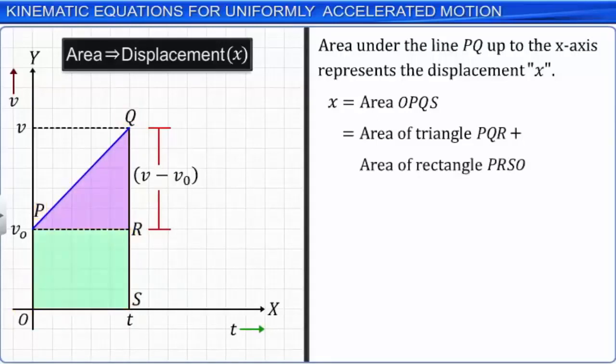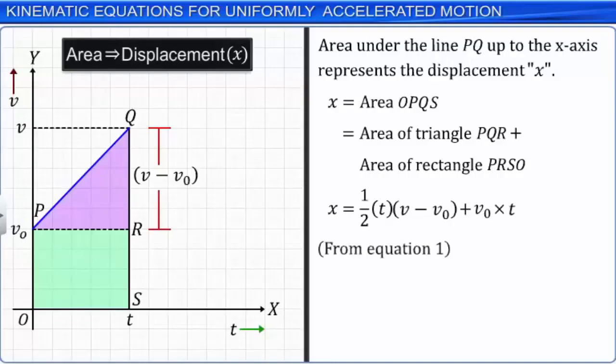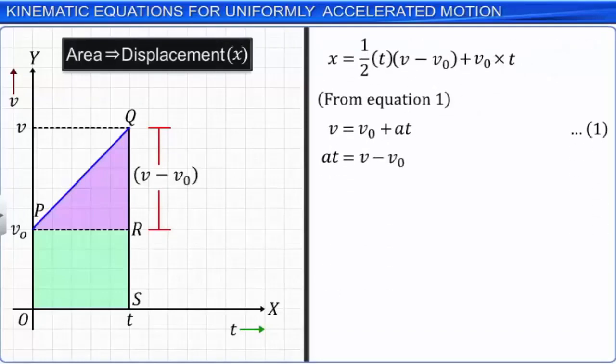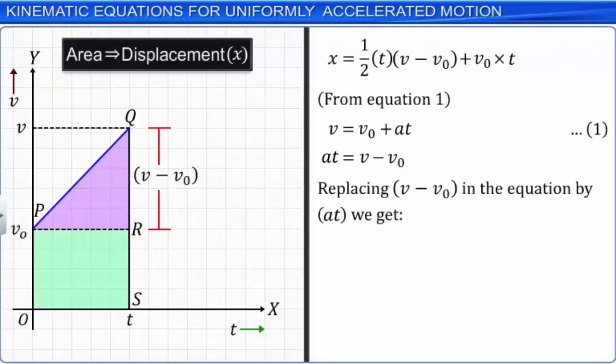From equation 1, the value of v is the sum of v0 and the product of a and t. Here, the value of the product of a and t can be derived as the difference between v and v0. Now, replacing the v minus v0 in the equation by at, we get x is equal to v0 t plus half a t squared. This is equation 2 of motion.